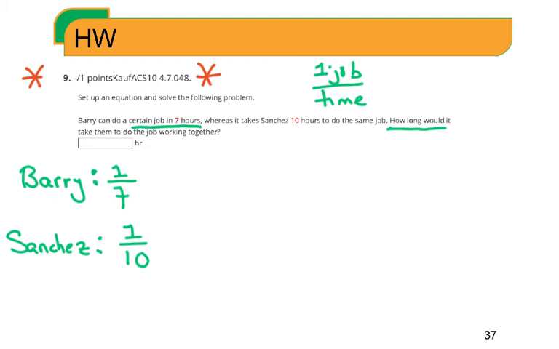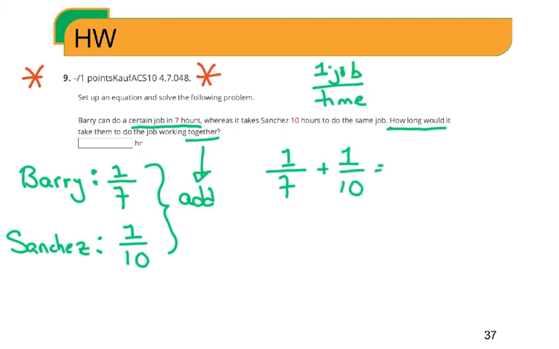How long would it take for them to do it if they're working together? So together, that means add. So 1 over 7 plus 1 over 10 equals what? Well, we want one job and we're trying to figure out how many hours. So just put an H down there. H is my variable. This is going to be the hours. Now what do I do?